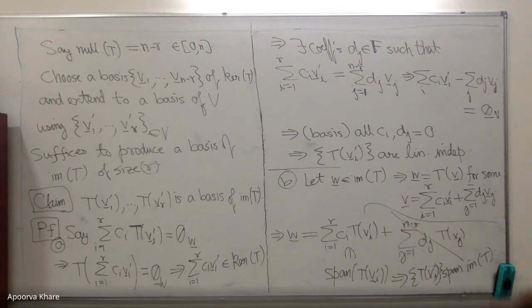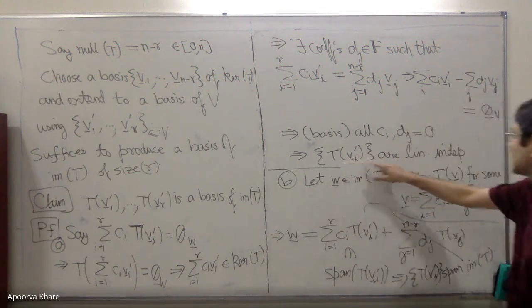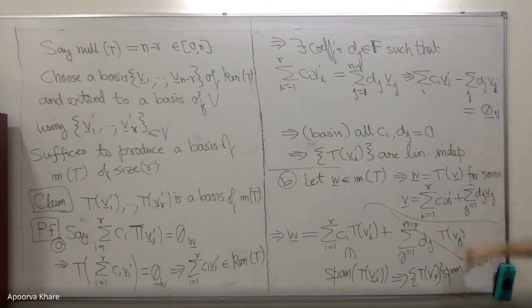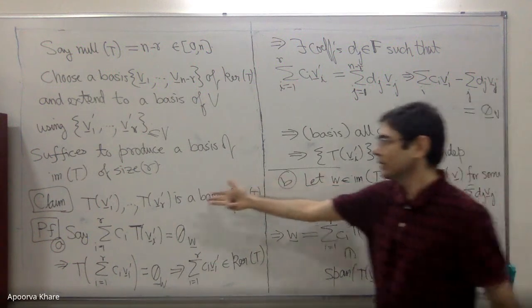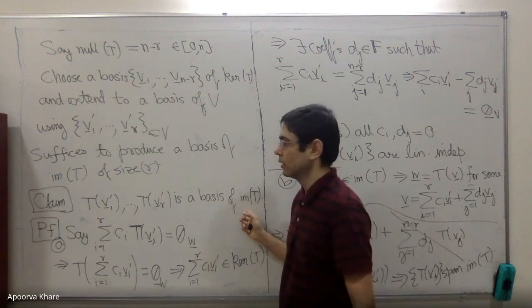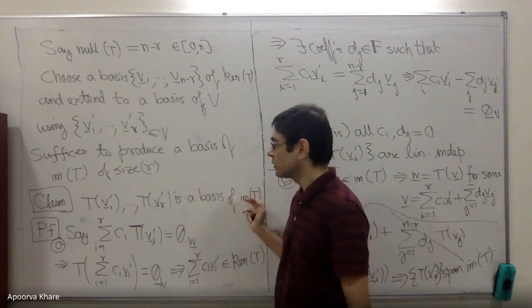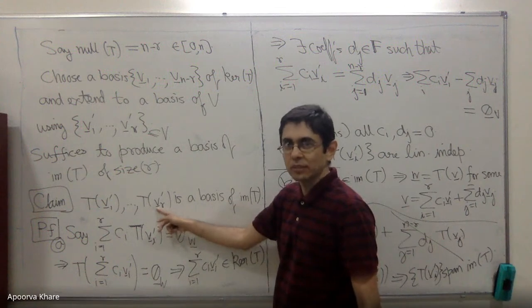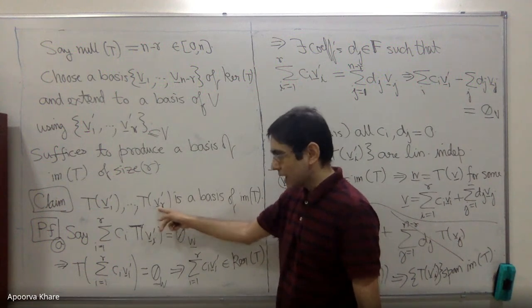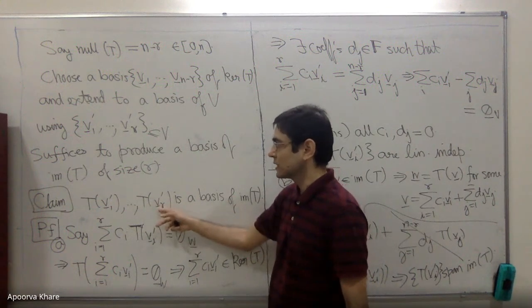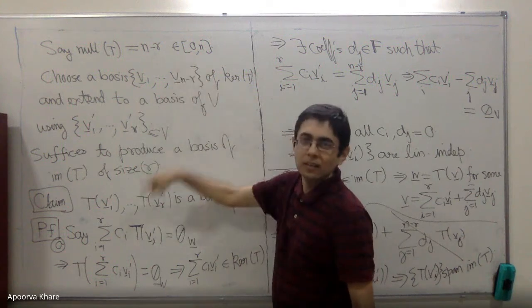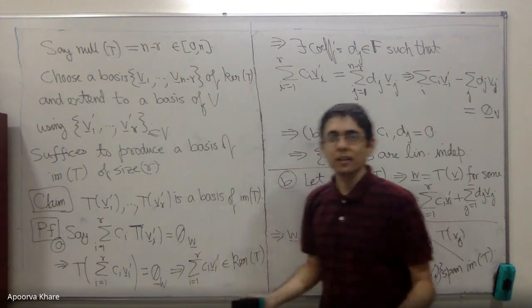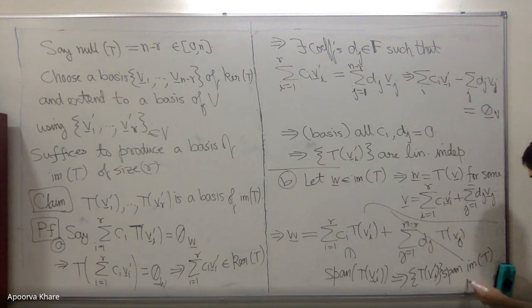So what did we see? We saw that the image of T, these guys are a linearly independent subset of the image and they span the image. Therefore, indeed, they are a basis of the image. But now if they are a basis of the image and have size r, then the dimension of the image of T is r. That means the rank of T is r. The nullity is n minus r. r plus n minus r is n. And the theorem is done.